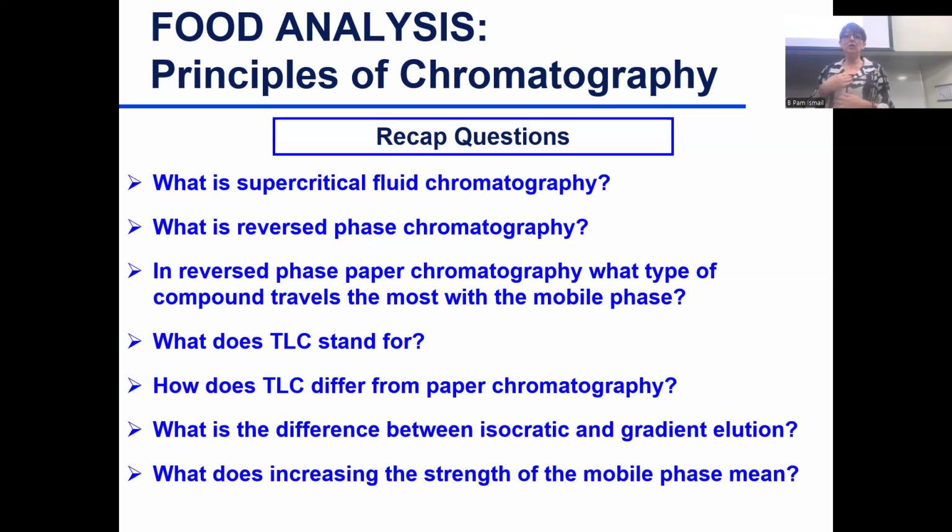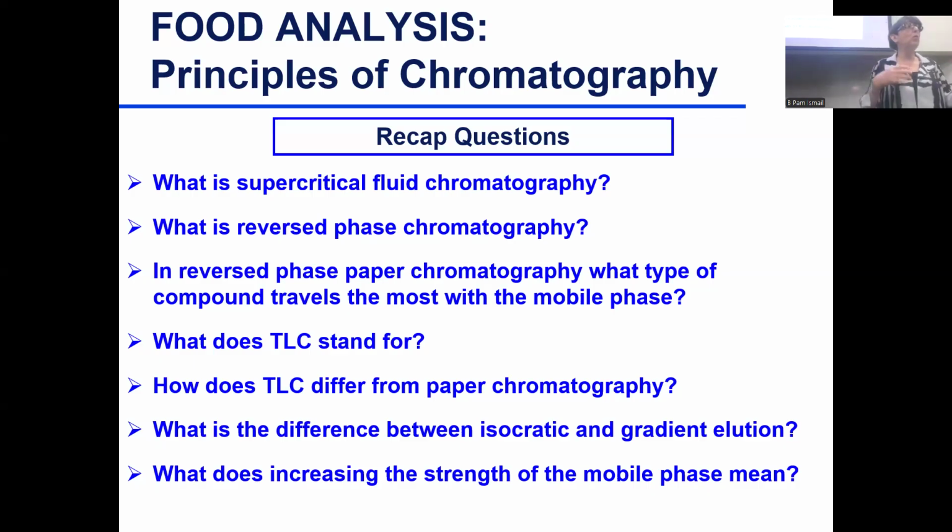And when we say increase the strength of the mobile phase, what do we really mean? What do we really want to accomplish? Increase the strength of the mobile phase. Isn't it just changing the concentration? Yeah, to what purpose? When we want to make it stronger, in what terms?